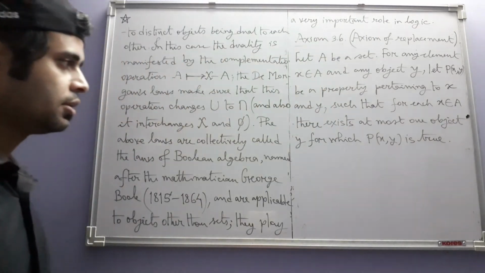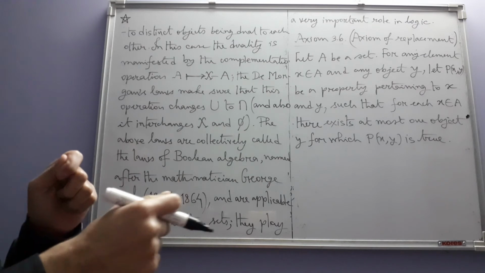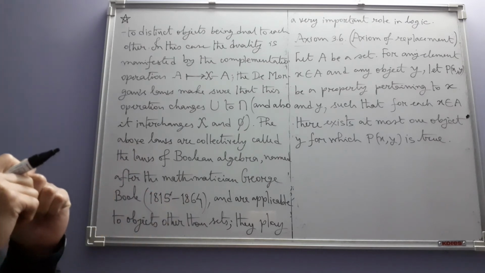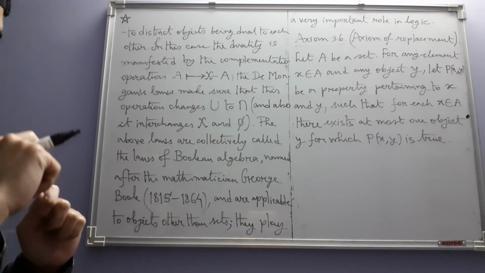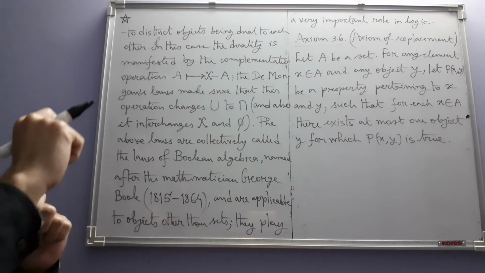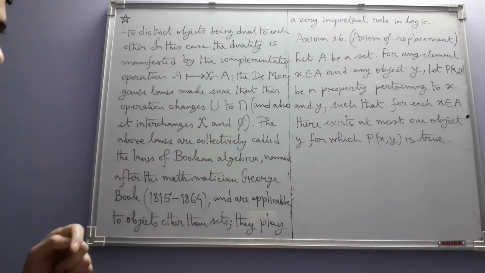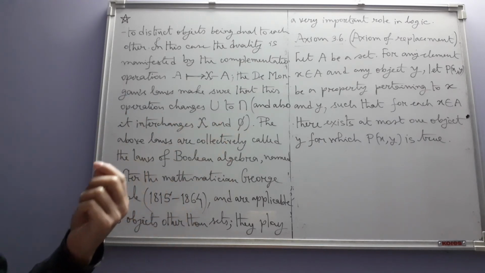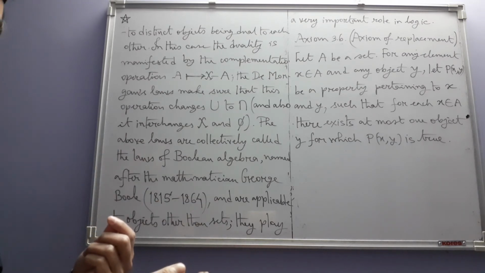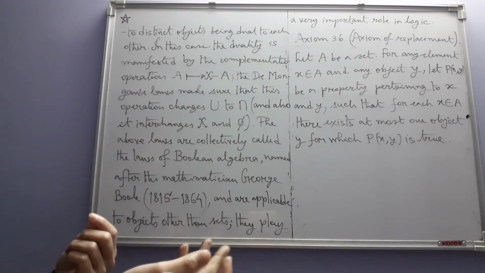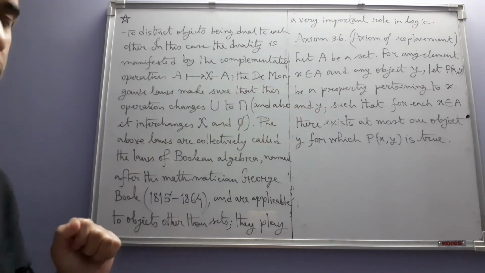true. So each object x in A, if I choose any element from A, then corresponding to that element there is at most one y for which this statement P(x, y) is true. So for a given element of A, I may not have any y. However, if there is a y, then there is only one such y. That's what we mean by at most.